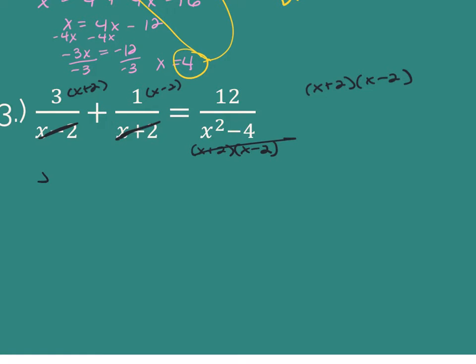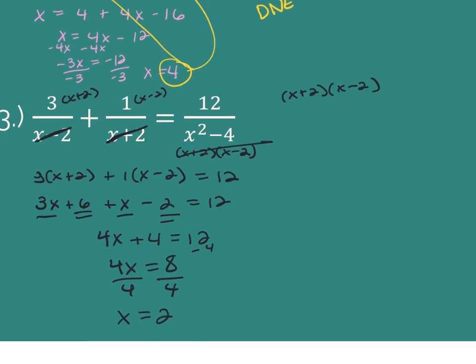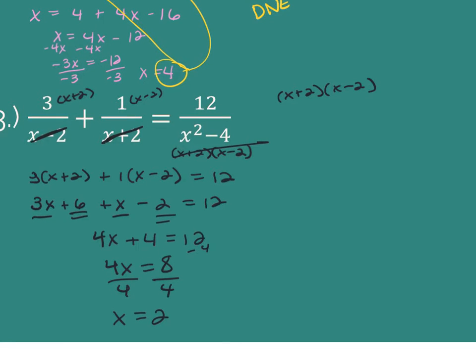So I get 3 times x plus 2, plus 1 times x minus 2, equals 12. This would be 3x plus 6 plus x minus 2 equals 12. 3x and x is 4x. Positive 6, negative 2, positive 4. 4x equals 8. Divide by 4. x equals 2. Can I use 2? No. Nope. Back to, again, no solution.